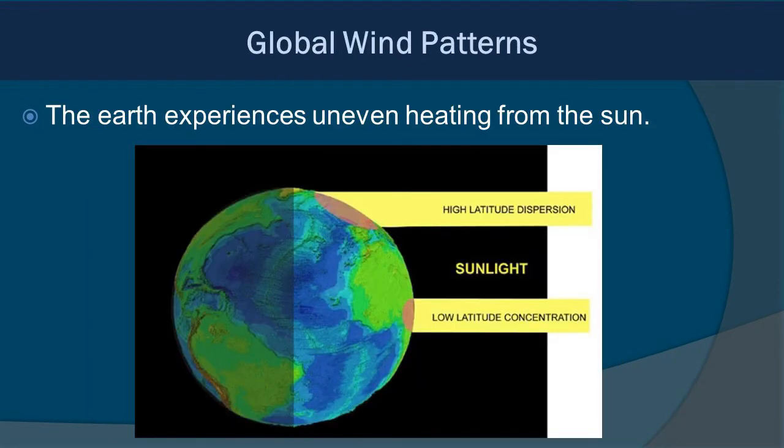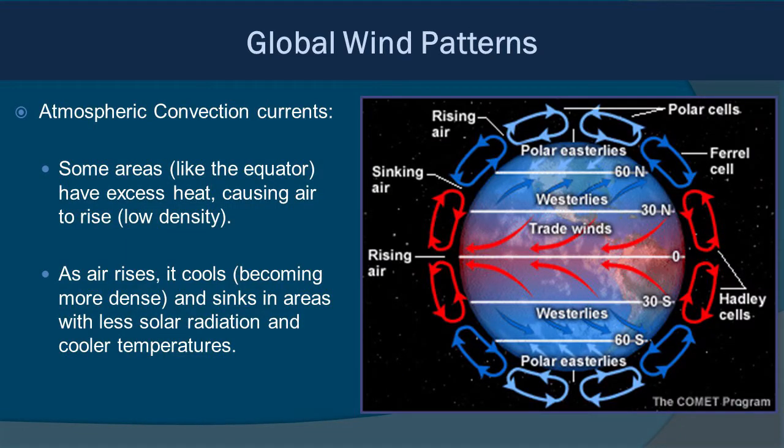But first, we need to talk about global wind patterns because this is, of course, a major consequence of why we have surface currents, right? Now, the Earth experiences uneven heating from the sun, essentially meaning at the lower latitudes towards the equator, you're going to have the highest concentration of sunlight, and it's going to warm things up the most. That's why it's warmer at the equator. At higher latitudes, that sunlight is going to be dispersed over a larger surface area, and you're going to get less heating from it. So why do we care about this?